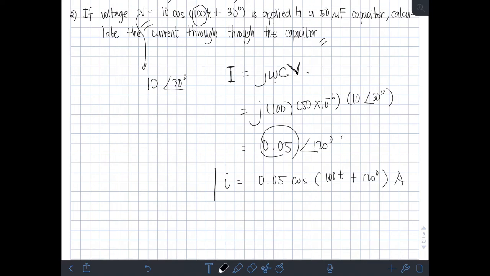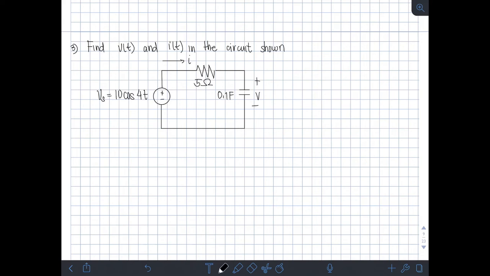Next we have find V of T and I of T in the circuit shown. Okay, so meron tayong circuit na series resistor lang tsaka capacitor with a voltage source. So since nga AC na tayo, i-transform natin lahat ng circuit elements as phasors. So itong VS, pwede natin gawing complex number in polar form as yung magnitude niya na 10, then wala siyang phase angle, right? Kasi 0. So lagay nyo lang angle 0.